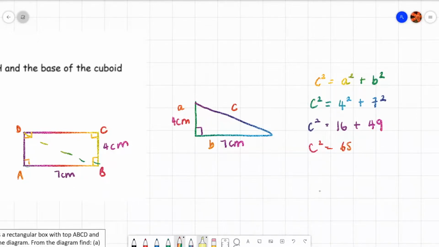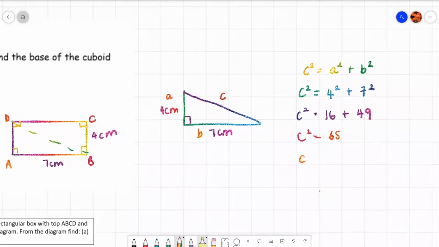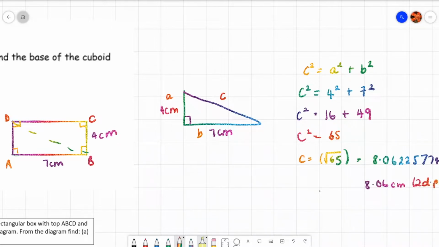And then obviously I want to work out what C is. I'm going to do the square root of 65 on a calculator, which is 8.0622577748. If I round that to 2 decimal places, I'm left with 8.06 centimeters. That's the first part of the question.